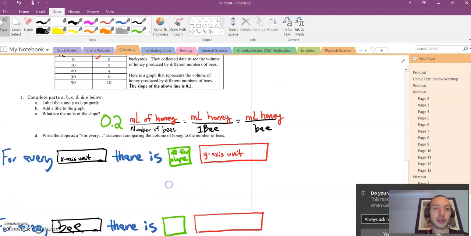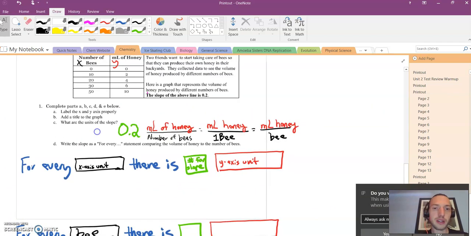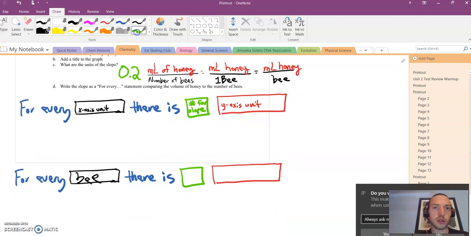This is green, so I changed this number over here to green. So we're going to just write that number over here. For every bee, there is 0.2. Can't really read it that well, but 0.2. There we go. Excuse my sloppy handwriting.